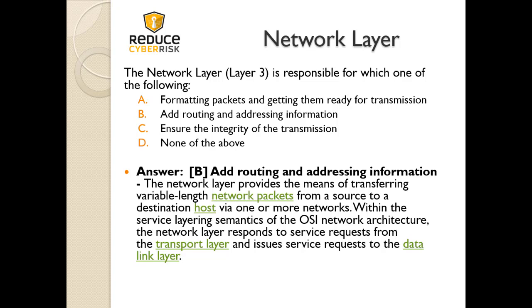Within the service layer semantics of the OSI network architecture, the network layer responds to service requests from the transport layer, which we've talked about in the past, and it issues a service request to the data link layer. So it is the piece that connects the two together. It's the networking piece between the transport layer and the data link layer. That's layer 3. It provides a lot of capability, it's amazing how all this works, and it's very standardized. But this is all part of the OSI model, the 7-layer burrito.